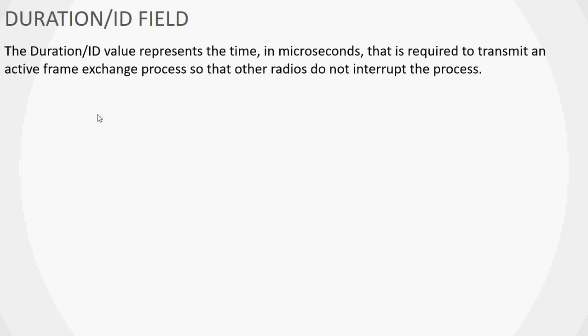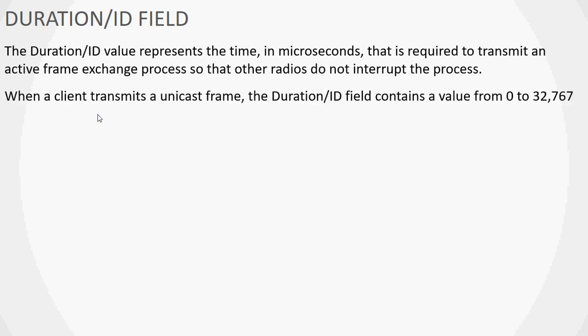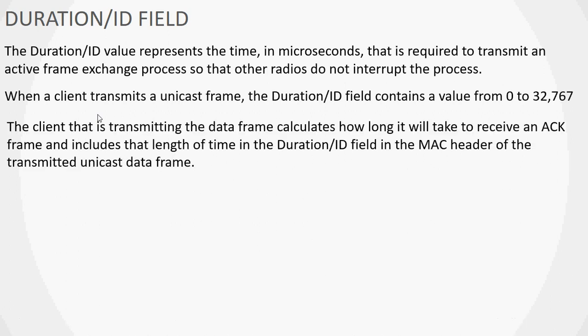So the duration ID field, in actual terms, provides the approximate time that you have to wait before transmitting. When a client transmits a unicast frame, the duration ID field contains a value from 0 to 32,767. The client transmitting the data frame calculates how long it will take to receive an acknowledgement frame and includes that length of time in the duration ID field in the MAC header of the transmitted unicast data frame. So if client A is sending some data, it will include a duration ID, considering that it will receive the acknowledgement in that much time, and after that much time the others can transmit. That is known as the duration ID field.